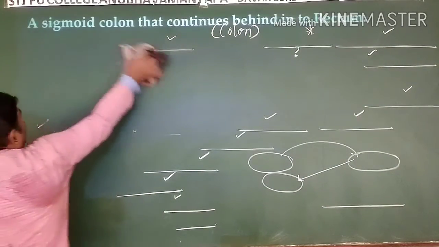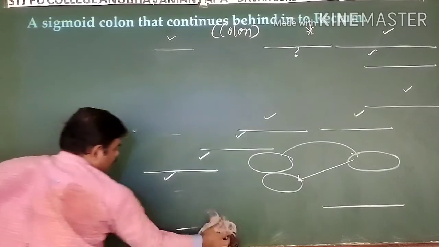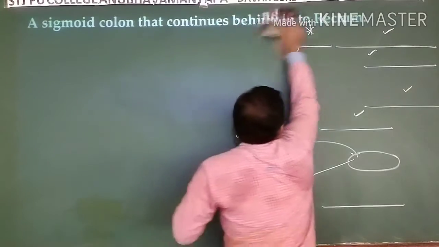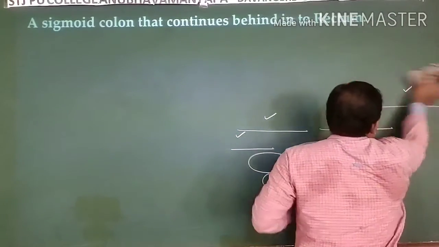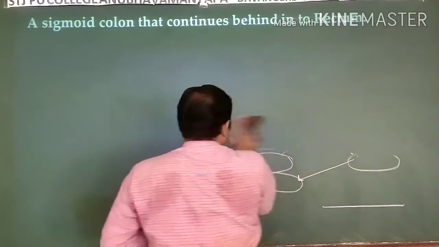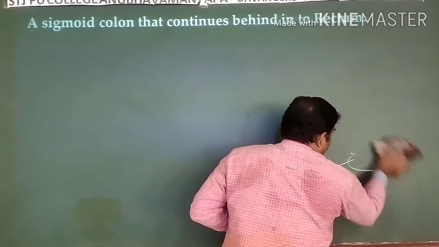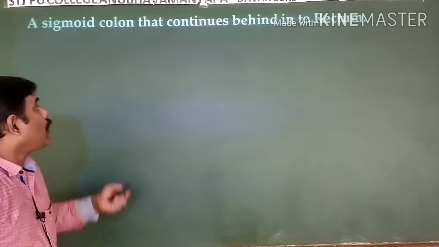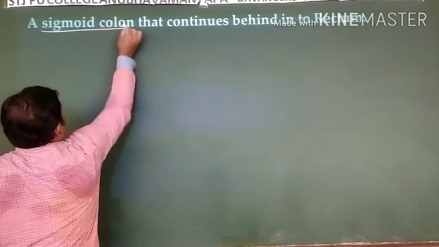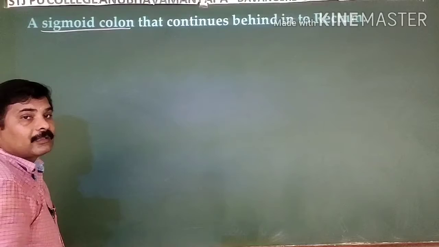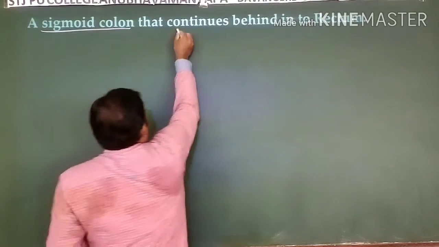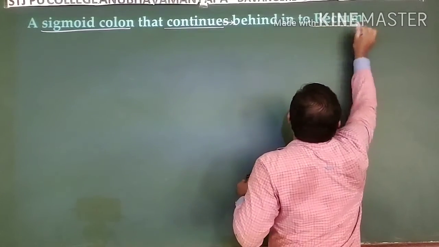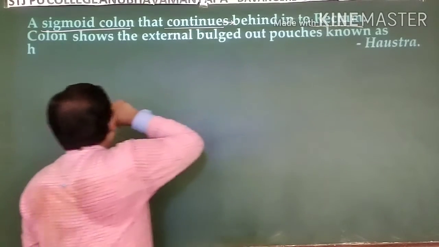Coming to here, the sigmoid colon is present, that I just now said. The sigmoid colon continues behind and opens into the rectum, because the sigmoid colon is the continuation part of the descending colon. The sigmoid colon is actually the continuous part of the descending colon, and it continues behind into the rectum. That is one important point.